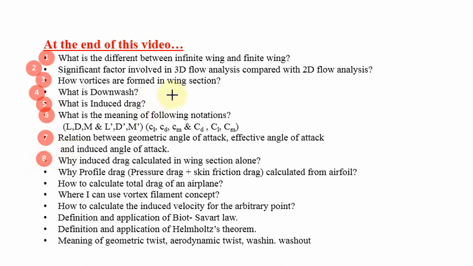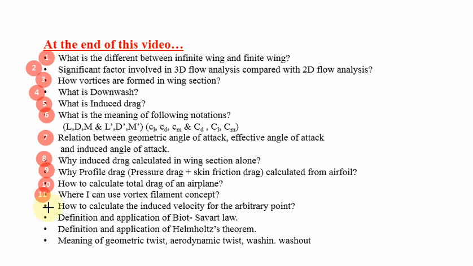Similarly, why is induced drag calculated in the wing section and not in the airfoil? Why is profile drag calculation in the airfoil almost equal to that in the wing section? That also we will discuss. Then how to calculate the total drag of an airplane. Then where can I use the vortex filament concept? Because we normally have these questions, we don't know under what condition we can use the vortex filament concept. Then how to calculate the induced velocity for an arbitrary point.